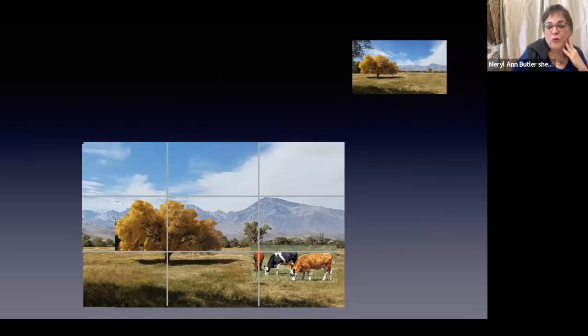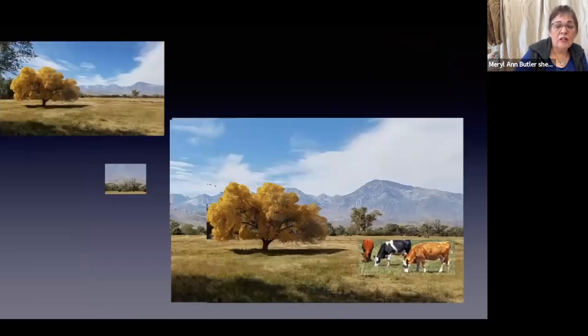So maybe she doesn't want 3 cows. Maybe she wants 1 cow. I like the cow on the right because the color is a nice balance to the color of the tree. But this was the first picture I found with cows, so I just used it. And the other thing that's nice is the cow that's kind of facing us is right on that intersection. So it makes a nice composition.